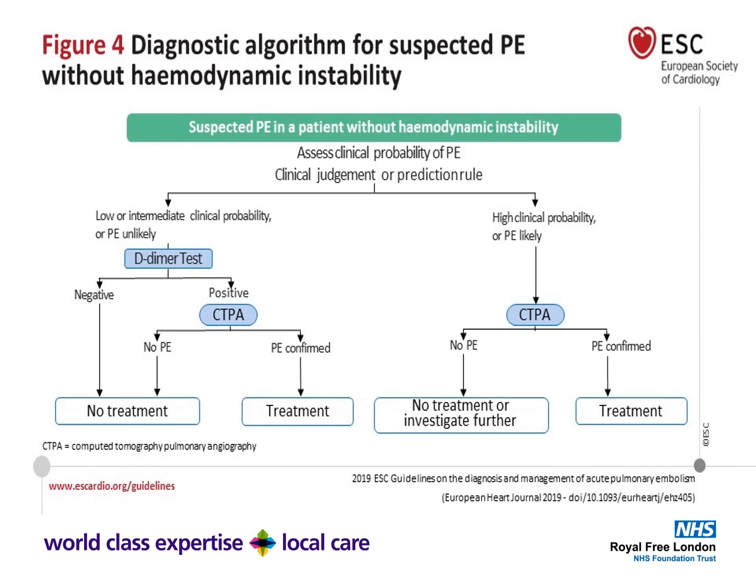If it's a high clinical probability or PE is likely, then you should just proceed straight to CTPA rather than waiting for a D-dimer test, or at least that D-dimer test should not change your management.